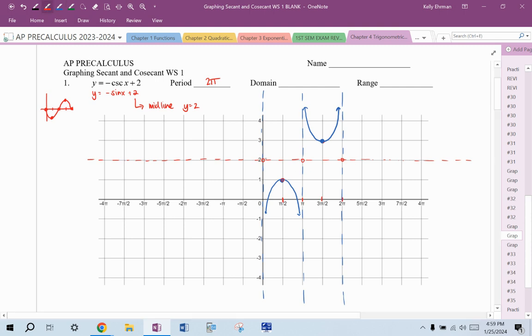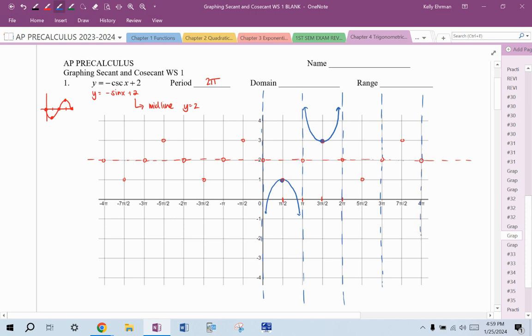Now I'm going to use the fact that it's periodic to just continue the pattern. And I'm going to do that across the entire interval here, going this way. All right. And I'm going to fill in the rest of the vertical asymptotes as well. So I might as well finish out the positive side here. The order that you do this in is totally up to you.